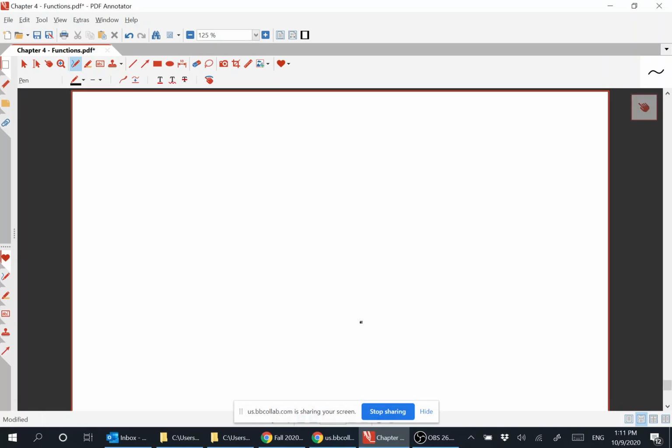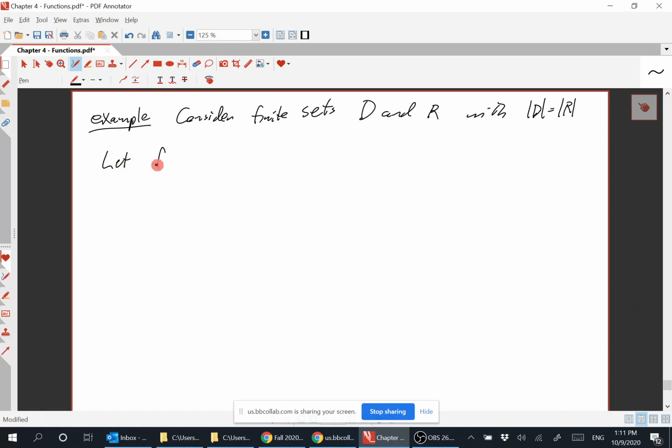Consider the following statement here. Consider finite sets D and R with the same order. Let F be a function from D to R. The following statements are all logically equivalent.